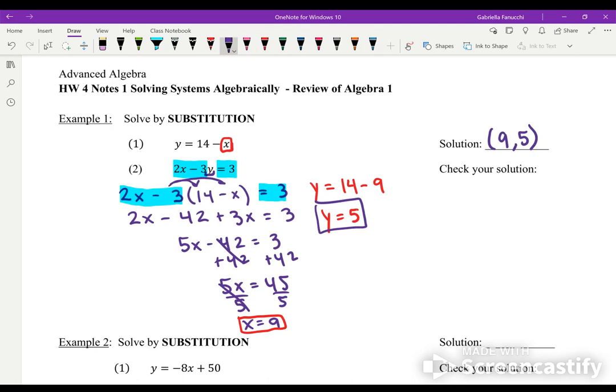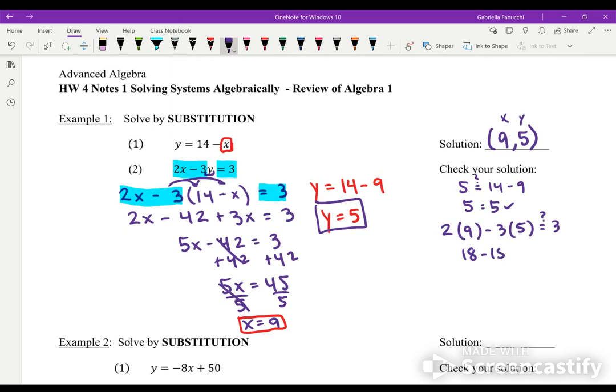The way that you check your solution is you plug that back in. This is the x, this is the y. This system has one solution. If you were to graph both of these lines, they would cross at 9, 5. So by checking, we plug in: 5 is equal to 14 minus 9? 5 is equal to 5. Yes. Then 2 times 9 minus 3 times 5 is equal to 3? We're checking.